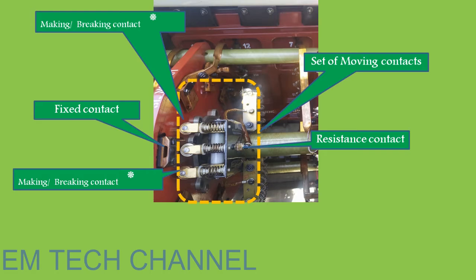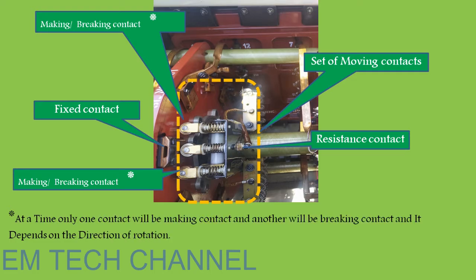It is called a resistance contact because the circuit resistance, meaning the tap changer resistance, will be connected to this, and the amount of resistance connected to each roller is printed in the tap changer nameplate details itself. And at a time only one roller, either the first roller or the third roller, will serve as a making contact or breaking contact. In other terms, if the first roller acts as a making contact, the third roller will be a breaking contact, and if the first roller acts as a breaking contact, the third roller will act as a making contact.